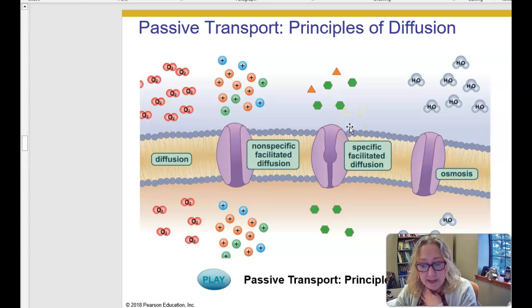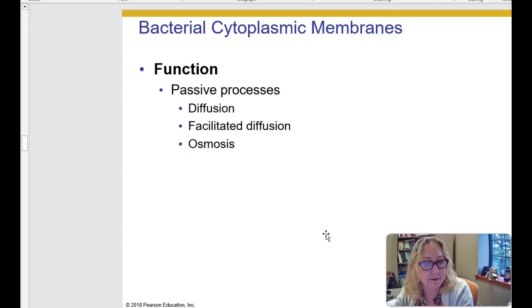Osmosis involves very specifically water and a semi-permeable membrane. And water, remember, likes to rush in and dilute things. So if there's a high concentration here, this water is going to automatically want to rush in and dilute things, because that's what water does.